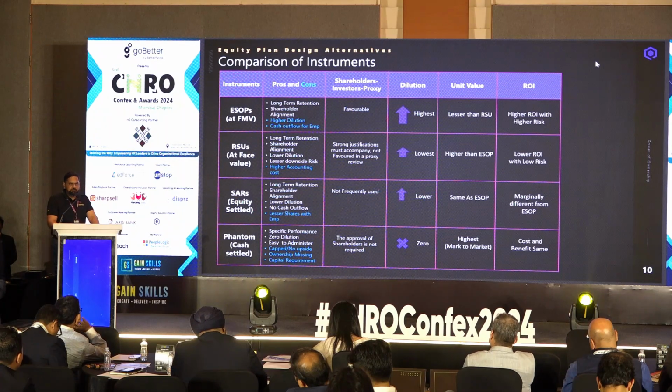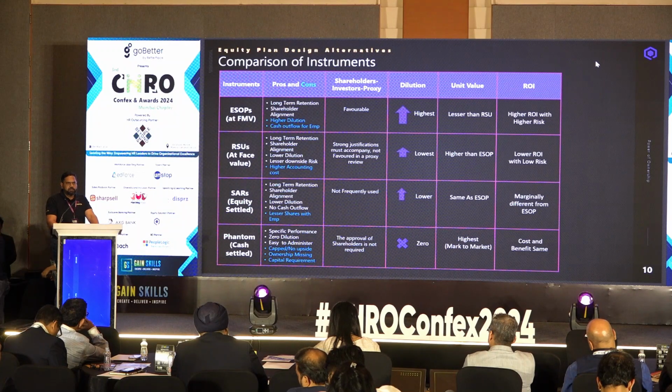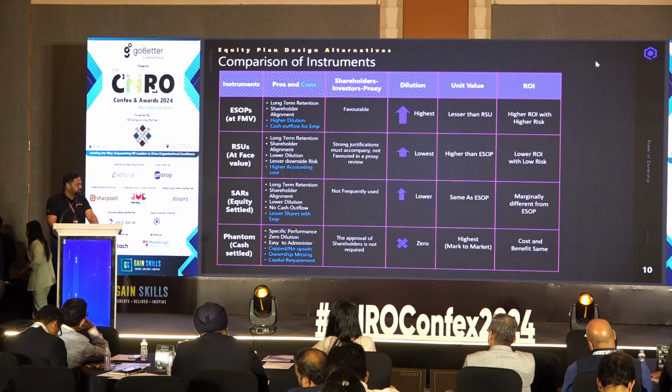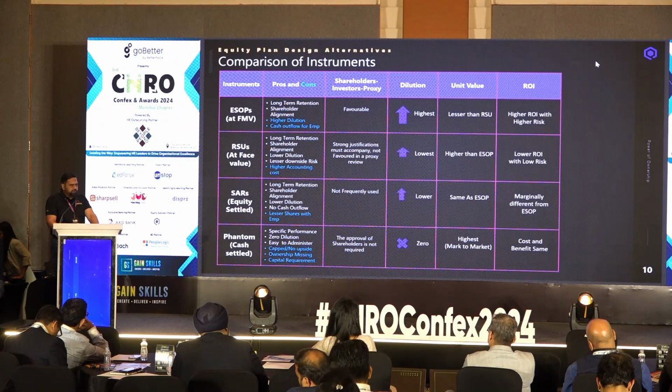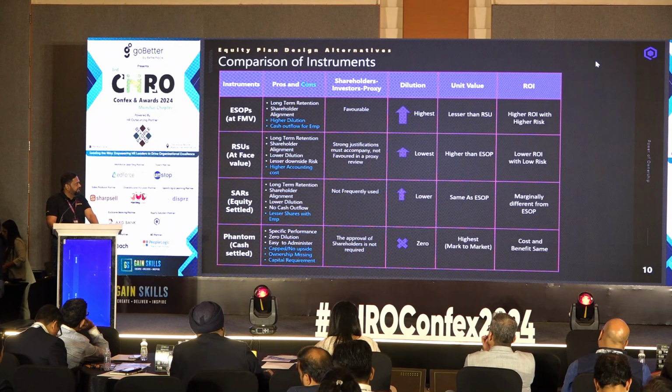RSUs, which are deep discount face value, typically these resolutions in listed companies go through proxies, they view it and they also provide their opinion. So generally proxies have an adverse view on RSU programs. From a dilution standpoint, if you look at the first three categories, ESOPs will be highest, RSUs will be lowest, and SARs will be in between ESOPs and RSUs.